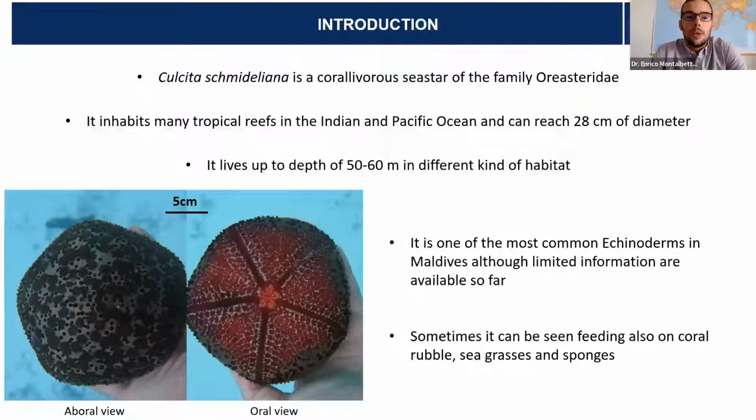Culcita schmideliana is a corallivorous seastar of the family Oreasteridae. It is found in several tropical areas of the Indo-Pacific Ocean up to a depth of 50-60 meters. The dimensions of the adult range between 10 and 30 centimeters in some cases, and it is one of the most common echinoderms found in Maldivian reefs, although little information is available so far, especially about the factors influencing the distribution of seastars and their habitat selection.